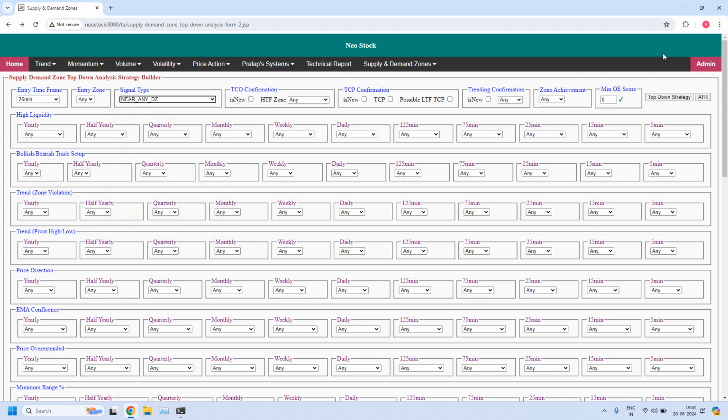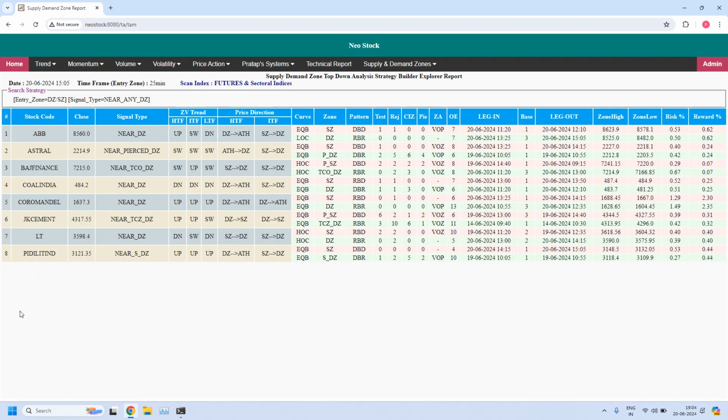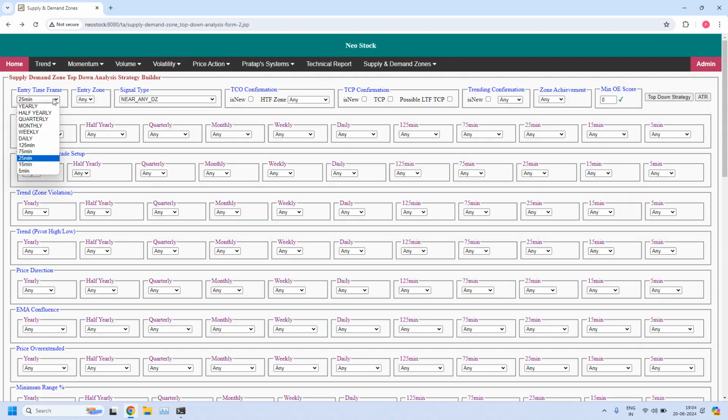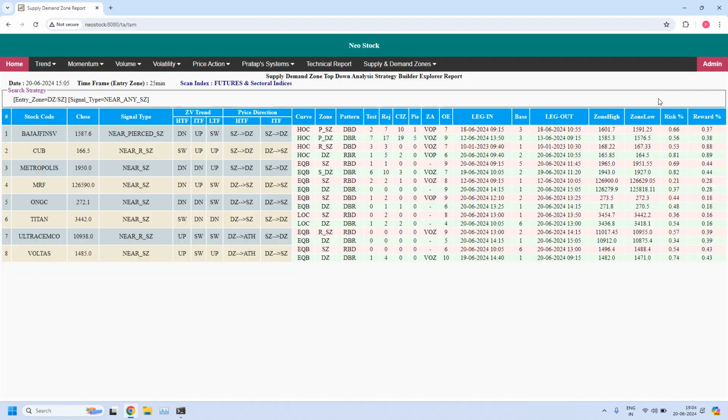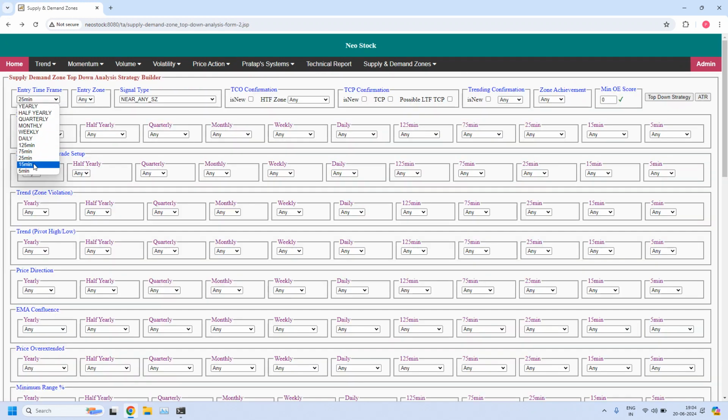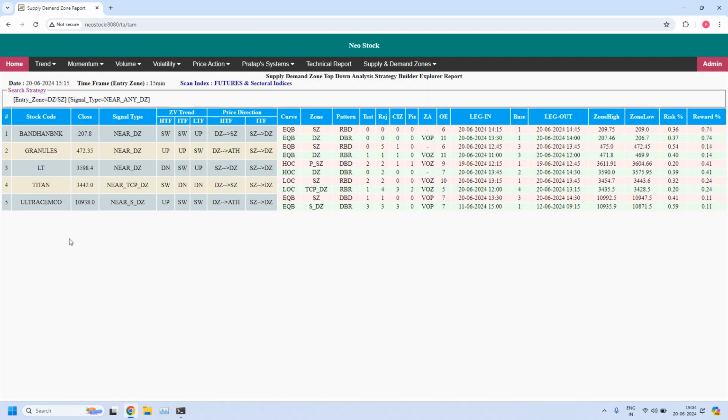Okay, I am going back, changing the time frame to 25 minutes. Let us find the stocks near 25 minutes demand zone. So 8 stocks are filtered. Going back for 25 minutes time frame, let us find the stocks near 25 minutes supply zone. So 8 stocks are filtered near to the 25 minutes supply zone. Going back, changing the time frame to 15 minutes. Let us find the stocks near 15 minutes demand zone. 5 stocks are filtered.